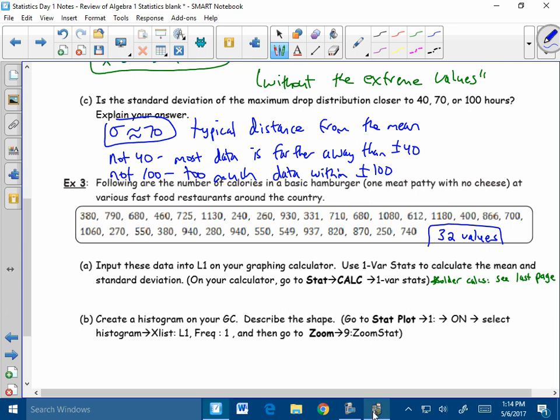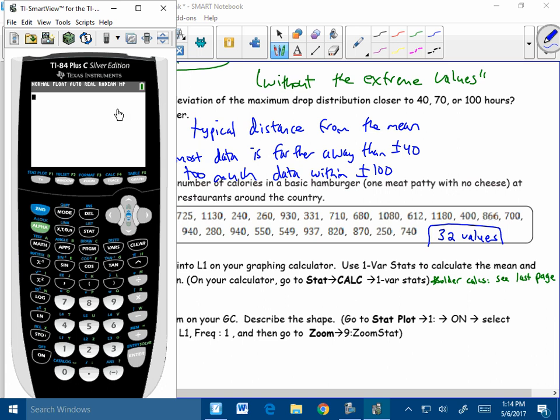So I'm going to pull up my calculator here. To enter things into the list, we go to STAT and then to Edit. I actually have all of these typed in because it took a few minutes on this graphing calculator app. But feel free to pause this video, get the data in, and then start it up again when you're ready to go.